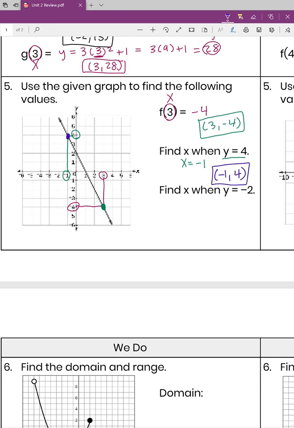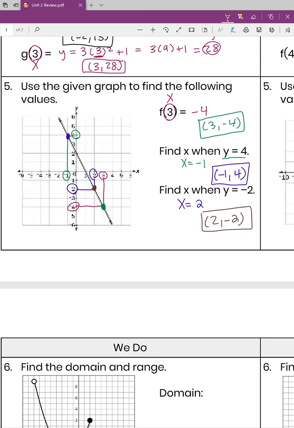One last time, it says find x when y is negative 2. So when y is negative 2, that's right here. I'm going to see where that connects to our graph, which is here. So we see that the corresponding x value is 2. So when x is equal to 2, if we see that point right here, we notice that point is 2, negative 2. And that's our answer.